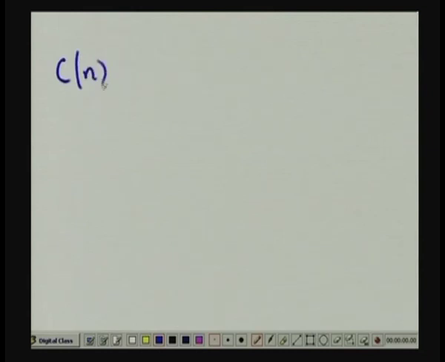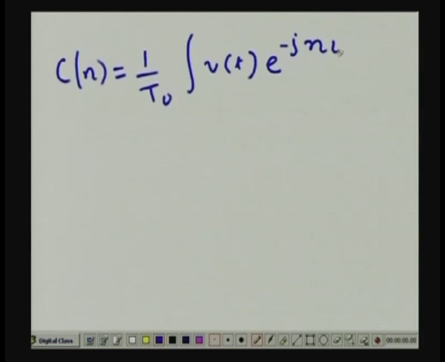Now, in this case, the C n is known as Fourier coefficient, or nth Fourier coefficient, and the value of C n is obtained as C n is equal to 1 upon T naught integral of v(t) e to the power minus j n omega naught t dt, and this integration has to be taken over a period, that is T naught.